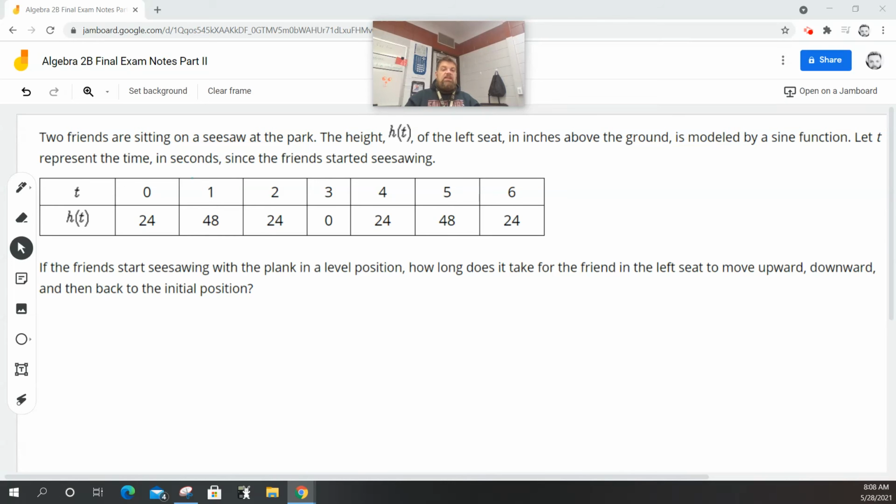Two friends are sitting on a seesaw at the park. The height, h of t, of the left seat is inches above the ground. So h of t represents the number of inches above the ground and is modeled by the sine function. Let t represent time in seconds since the friends have started seesawing.